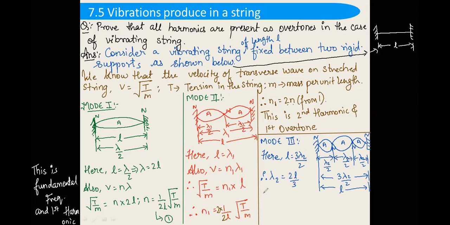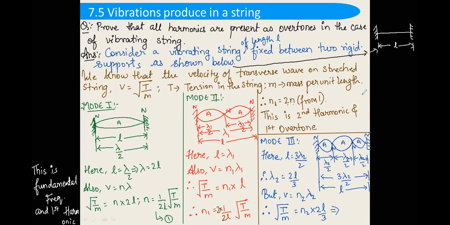What is the value of v? Again, v is equal to n lambda. Since it is lambda 2, here it will be n2. So v is equal to n2 lambda 2. Therefore, the value of V is the square root of T divided by M, which is equal to N2 times lambda 2, and the value of lambda 2 is 2l divided by 3. So this implies the value of N2 is equal to 1 upon 2L multiplied by 3. Okay. So let me write it over here.